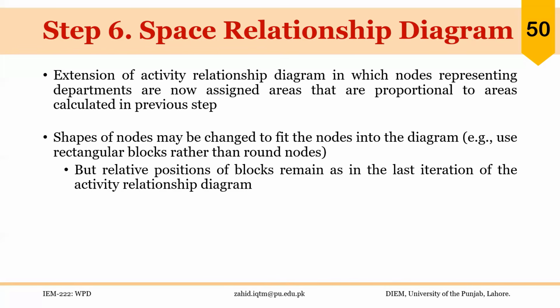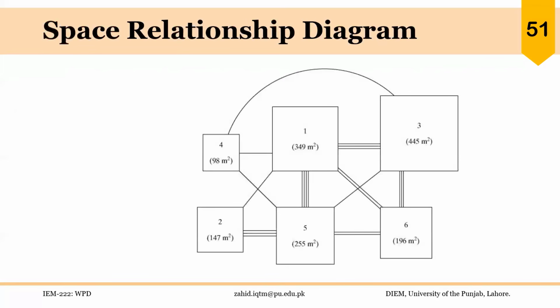Shapes of nodes may be changed to fit the nodes into the diagram. So we could be using rectangular blocks instead of squares, but the relative positions of blocks should remain as in the last iteration of the activity relationship diagram. This is the same diagram, but departments are drawn according to scale. Department 4 had an area of 98 square meters, so according to scale, this square should be equal to 98 square meters. This one had an area of 349, so this square should have an area of 349, and so on.